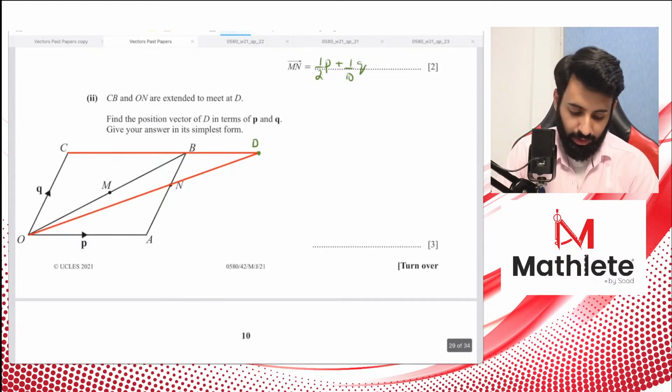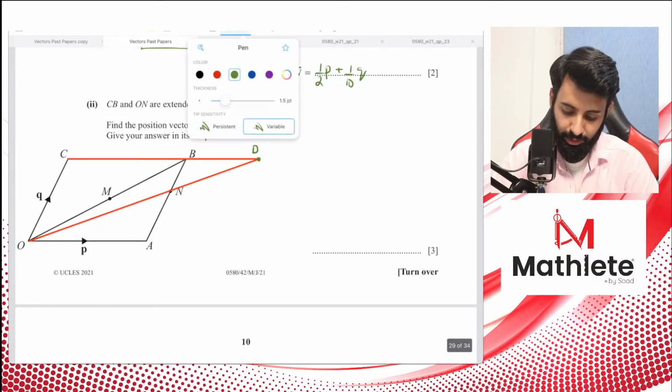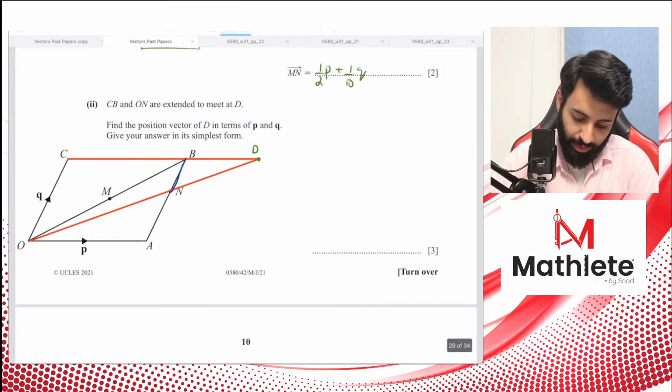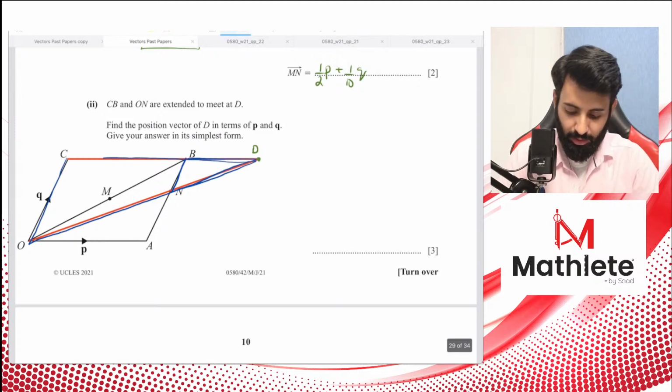All right, now coming back to this question, let's get through this question and then I'll take your questions. So it says find the position vector of D, which basically means OD in its simplest terms of P and Q. Give your answer in its simplest form. Now what we have over here are similar triangles. This is a difficult question, so make sure to pay close attention. You have two triangles that are similar to each other. One is the one that I'm highlighting in blue, and the other is also highlighted in blue. I'll write it down.